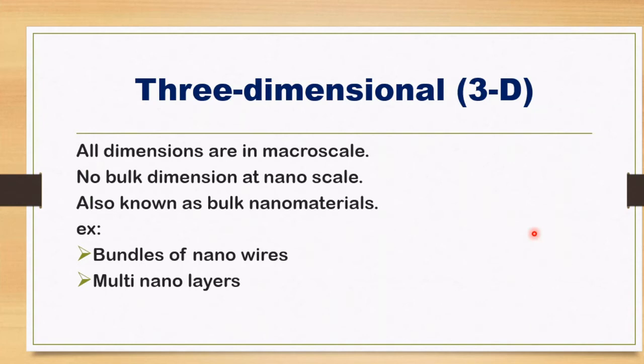Three-dimensional, 3D. All dimensions are in macro scale. No dimension at nanoscale, also known as bulk nanomaterials. Examples: bundles of nanowires, multi-nano layers.